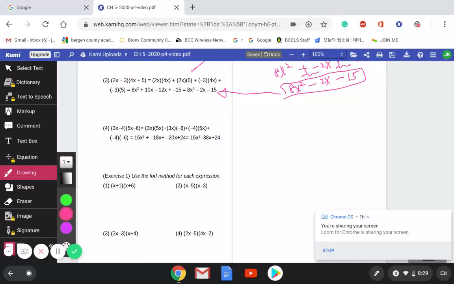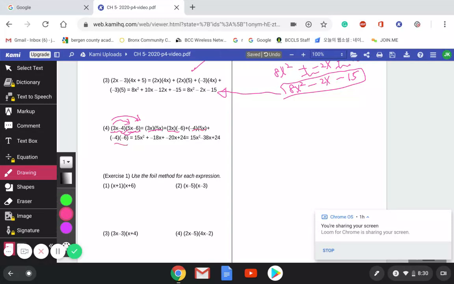3x minus 4 multiplied with a 5x minus 6. I'm going to FOIL again, which means first term with a distribution and second term with a distribution. So 3x with a 5x, 3x with a negative 6, plus negative 4 with a 5x, negative 4 with a negative 6.